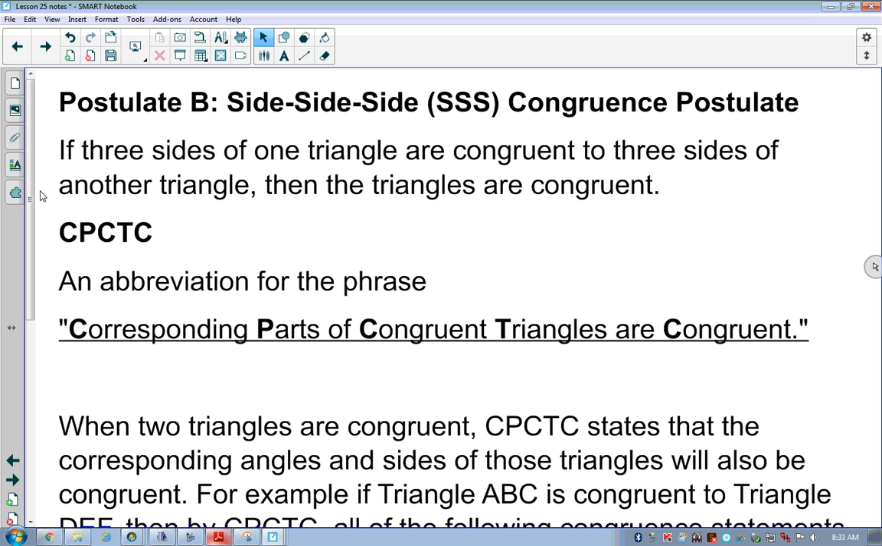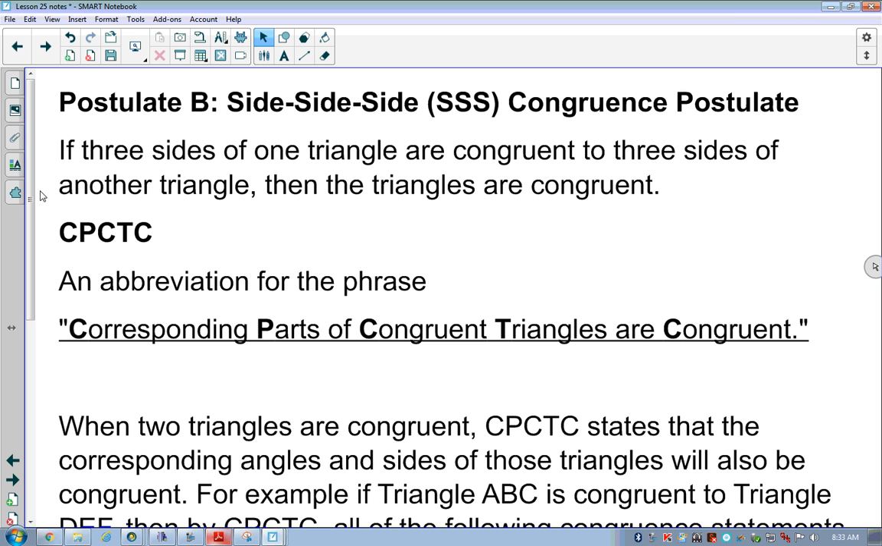If three sides of one triangle are congruent to three sides of another triangle, then the triangles are congruent to each other. Because of the relationship that angles have with sides in a triangle, it forces even those angles to be congruent to each other. It's got to be the same size. It has to be the same shape because it's forced into that situation.